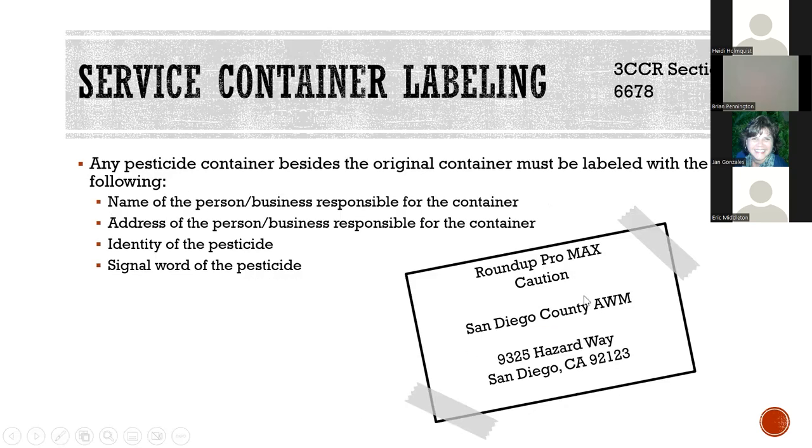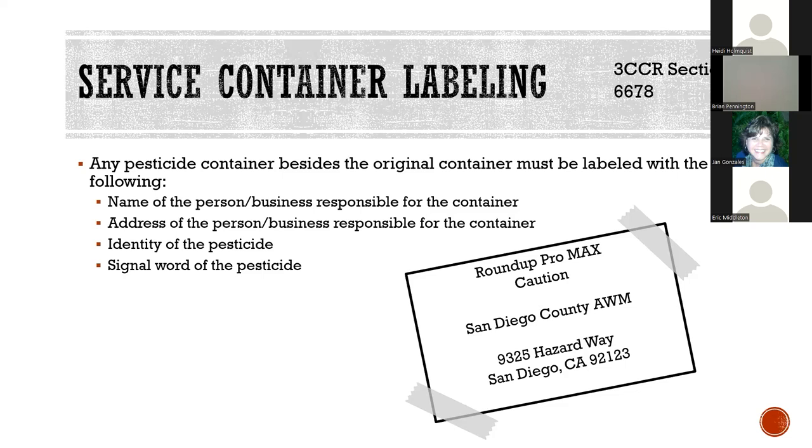All right, and our last one, let's talk about service container labeling. So you're at the office, mixing, loading, and putting some pesticides that you just mixed into a backpack sprayer. Cool, that works perfectly. But we have to know what kind of pesticide is actually in there. So these are the four things that have to be listed on that little tag right there. You have to write the name of the person or business responsible for the container, the address, the identity, and the signal word of the pesticide as well.